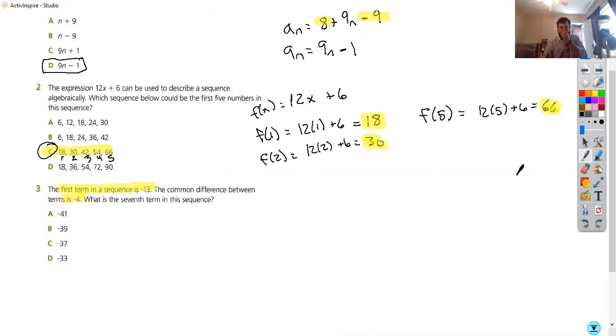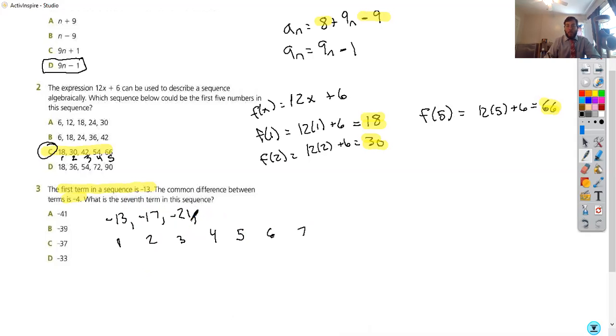So there are 2 ways we could go about this problem. This one we could say we're doing a sequence. Negative 13 is our first term, and we want to find our 7th term. We know that the common difference is negative 4, so we could just subtract 4 each time. So negative 13 minus 4 is going to be negative 17. And we can keep going, negative 21. So this is our first term, second, third, fourth, fifth, and we'll go sixth and seventh.